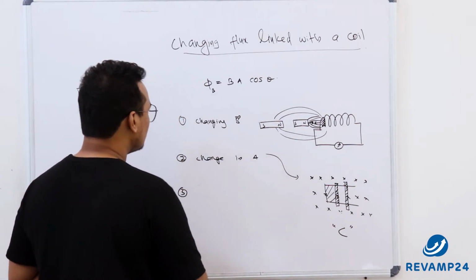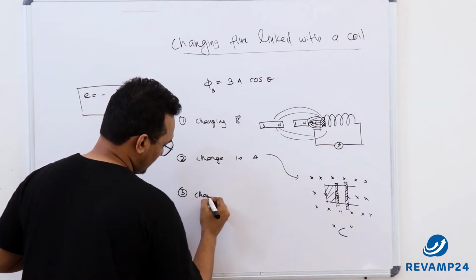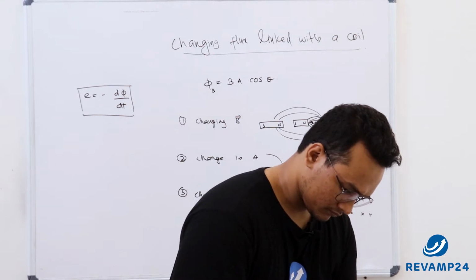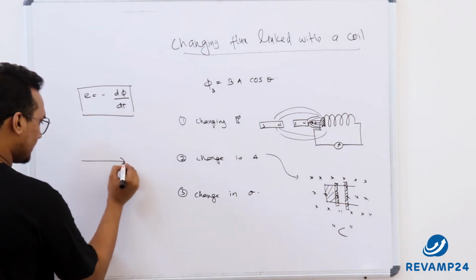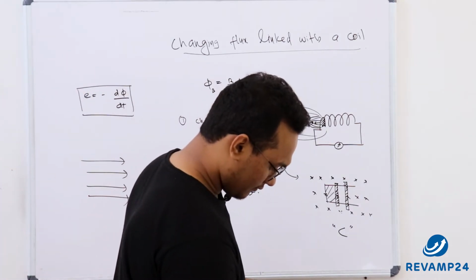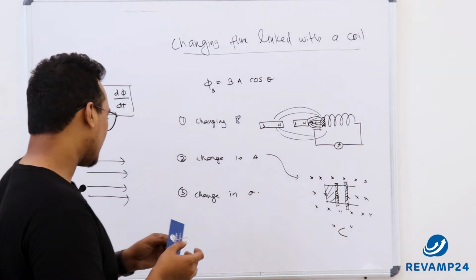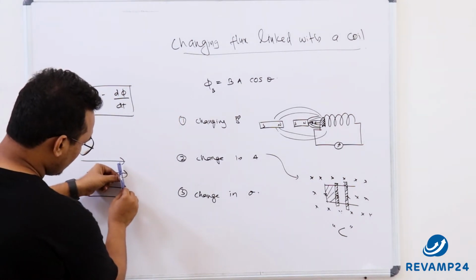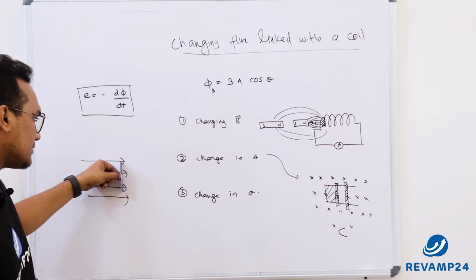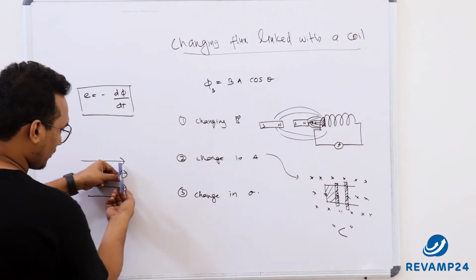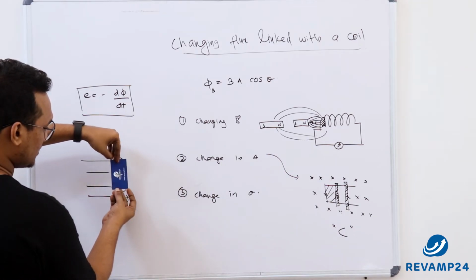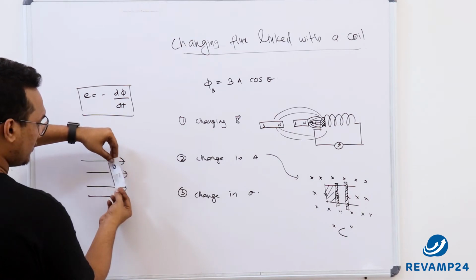Now the next case is change in theta. How is that possible? Now I have a magnetic field in this direction. What is theta? The angle between the area vector and the magnetic field. Now this is my area. Area vector and magnetic field are in line, or the angle is 0. Now when I am rotating the coil in this way, the angle keeps on changing, and this will create an induced EMF across the circuit.